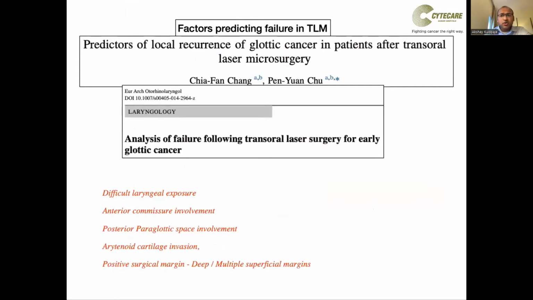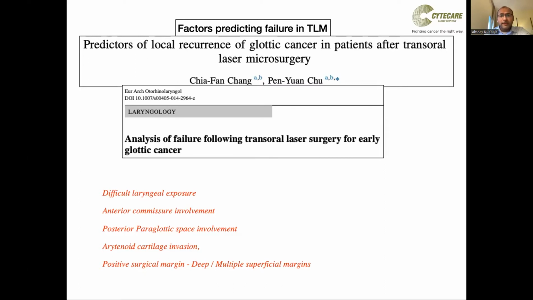So in transoral laser surgery, to get the best outcomes, we have to understand what the bad cases are. What are the predictors for poor control with transoral laser surgery? The most important thing is that when you take these patients for transoral laser surgery and put them on a suspension laryngoscopy, if you have a difficult laryngeal exposure, these are not ideal candidates.